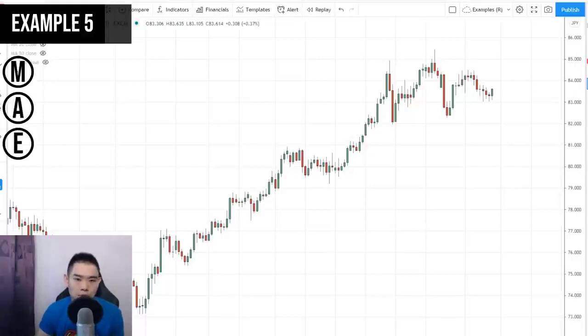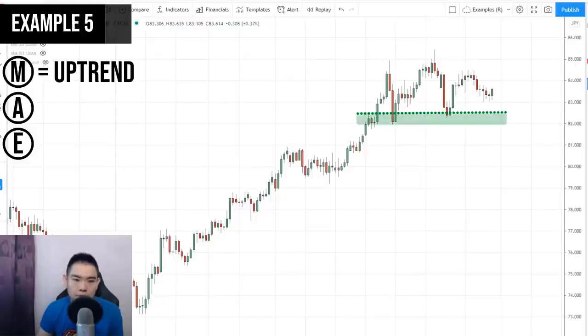First one, Aussie against the Japanese yen. If you look at this chart on the daily time frame, you can see that the market structure is up. Great. So what will we do? We look for buying opportunities. Second thing, where is the area of value? On this chart and this time frame, I see that the area of value is around the $82 price point, somewhere here. Right now the price is kind of in the middle of nowhere, so it's not near any area of value. I'll give it a cross.